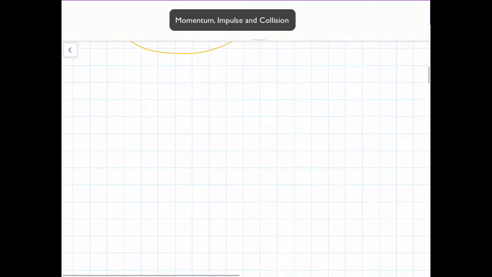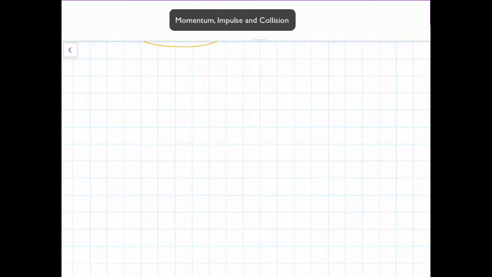The next item we are interested in talking about is impulse. So what is impulse? Impulse is literally the change in momentum.